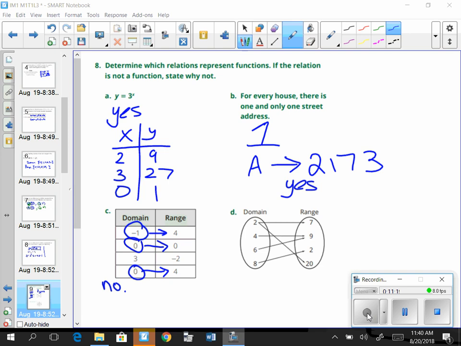Part D, looking at the mapping, that's kind of the easiest one to decide because I can see right away that one of my inputs goes to two different outputs. So my answer is going to be no. And once again, I've got to write a complete sentence about the fact that my input 2 goes to two different outputs, 7 and 20.